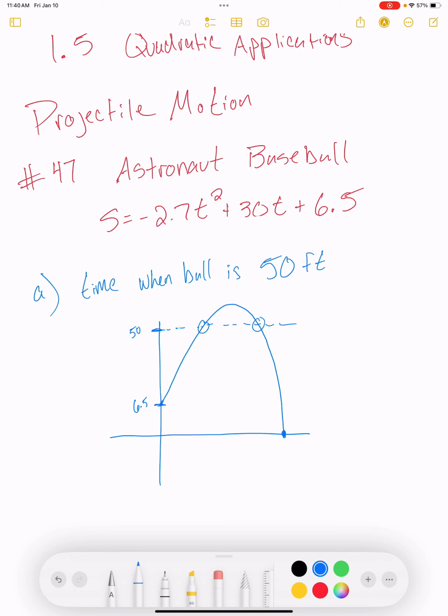Now, in the rare occasion that wherever you're doing your line is right at the vertex, then you would only have one answer. And then it's also a possibility that you get none of the answers, meaning the ball wouldn't go that high, and we can talk about that as well. So I'll just show you this one. I'm assuming that the ball will go 50 feet, but if it won't, we'll figure it out in the problem when we're doing the math.